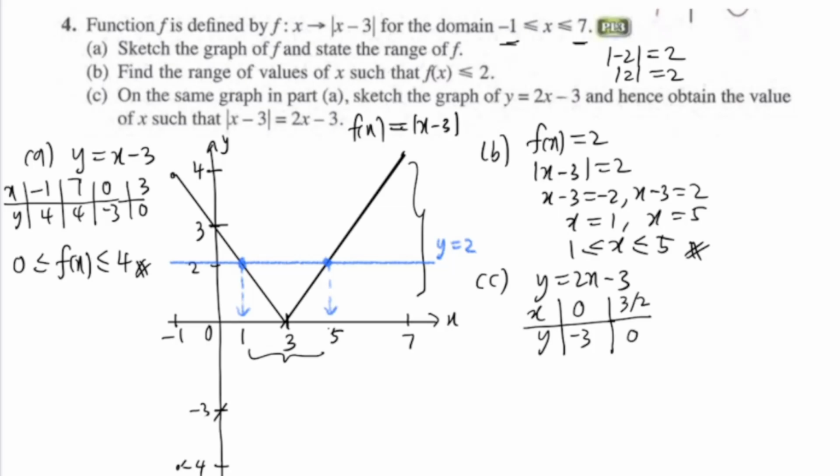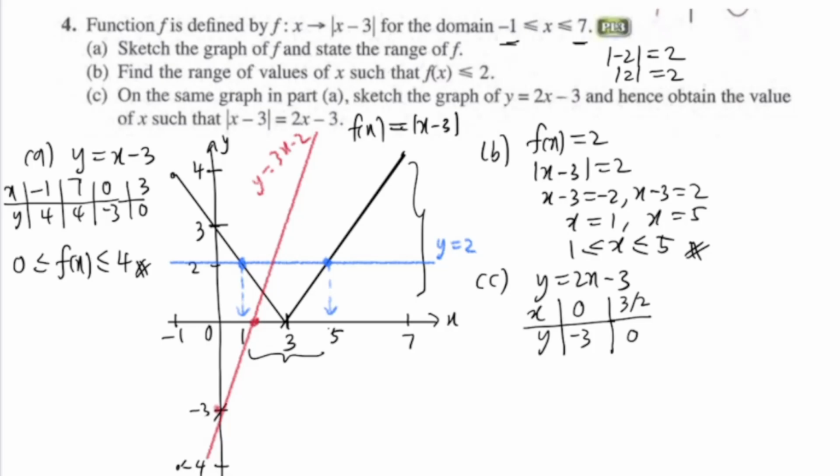Now you can use any other point. In fact, you can just pick maybe 5 or 7, any 2 points will do, as long as you can draw on your axis here. So I'm going to use a red pen. 0, negative 3 is probably here. 3 over 2, 0 is probably here. Just draw a straight line. All right, this is y equals 2x minus 3. Yeah, sorry, I'm missing the point.